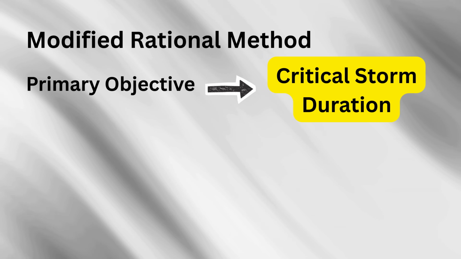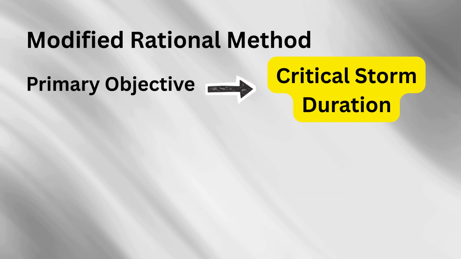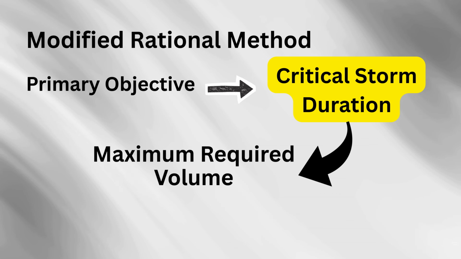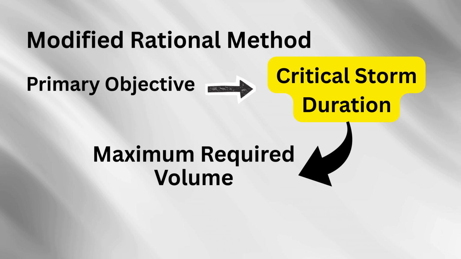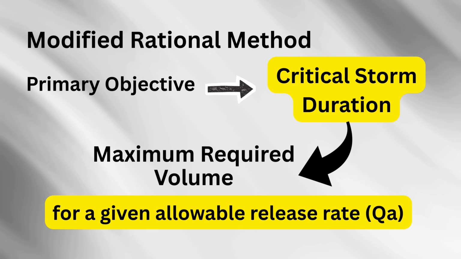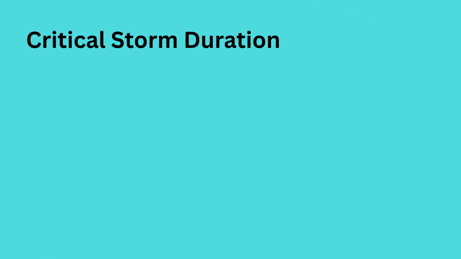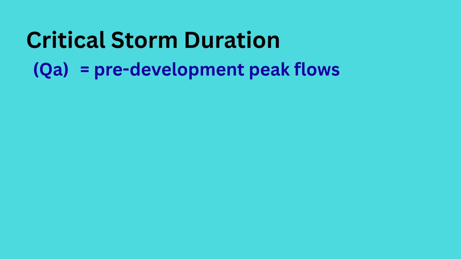The primary objective of the modified rational method is to identify the critical storm duration, the storm length that produces the maximum required storage volume for a given allowable release rate of Qa from a detention facility. This allowable release rate is typically set equal to the peak flow under pre-development conditions.